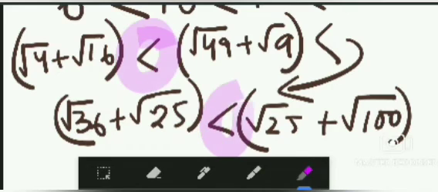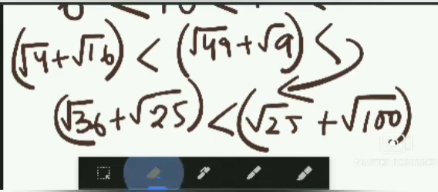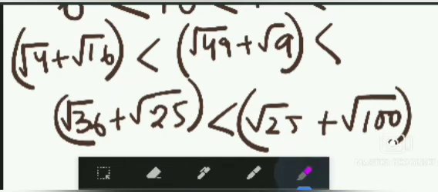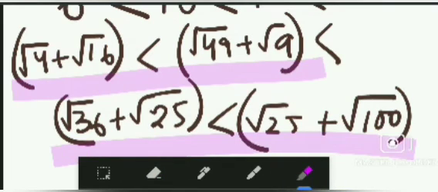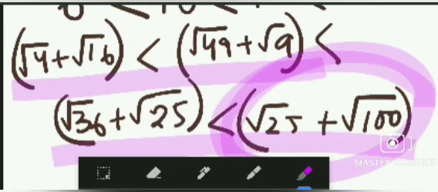So we are giving this symbol less than because we are arranging in ascending order. So this is your answer. So write down this answer in the same line. Try to write in the same line. So in this way you have to arrange in ascending order. And if the question is find the smallest number, then you will write this one, root 4 plus root 16. If the question is find the greatest number, then write down root 25 plus root 100. In this way you have to do question number 8.